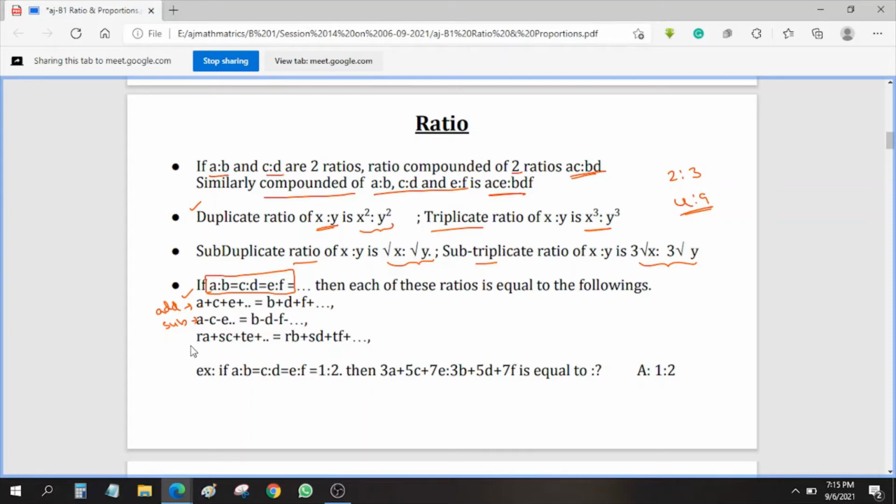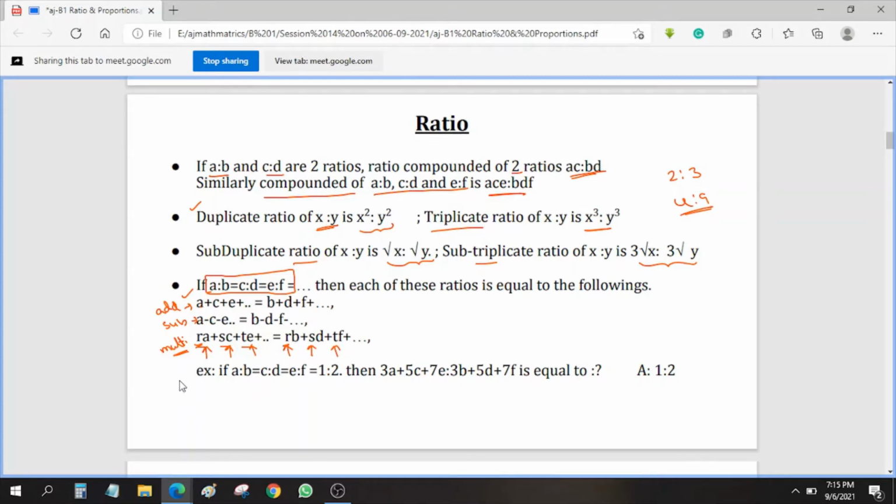Next, if constants are continuously multiplying with this, then those are also equal. So RA plus SC plus TE. If you observe, A is the first term, C is the first term in the second ratio, E is the first term in the last ratio. A constant is multiplied with the first ratio, that is R, another constant with the second ratio, and another constant with the third ratio. So if these are multiplying like this, those are also equal.